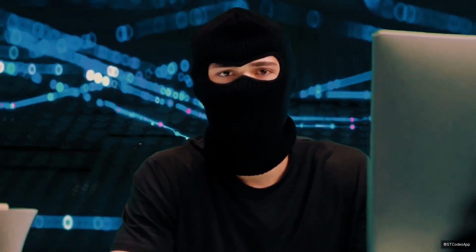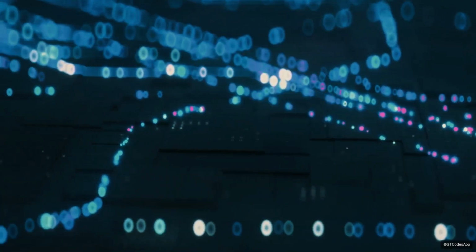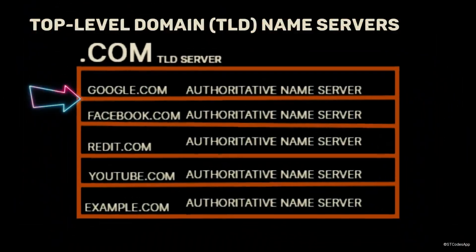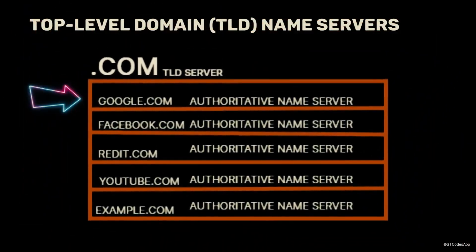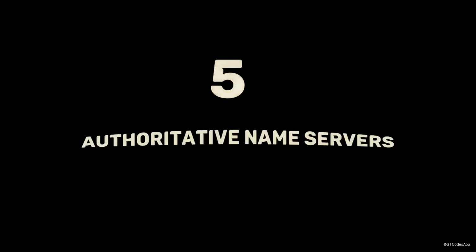After receiving a referral from the root server, the recursive resolver queries the appropriate TLD server. For example, the .com TLD server for www.example.com. The TLD server responds with a referral to the authoritative name servers for the specific domain, example.com.